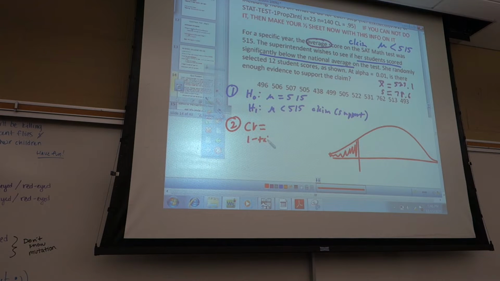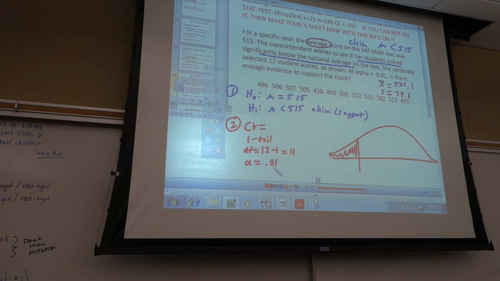What's my degrees of freedom? It's a mean, I got to count them. Well, yeah. Degrees of freedom is going to be 12 of them minus 1. So there's 12 of these. So it's 11. And my alpha is 0.05, 0.01. So then I'm going to bust out my little handy dandy t-table.